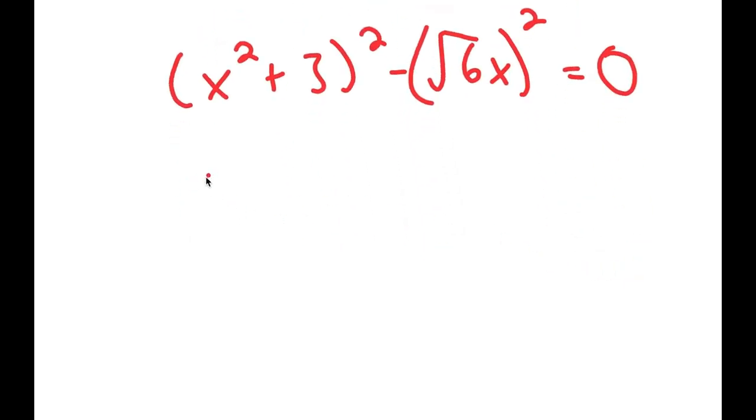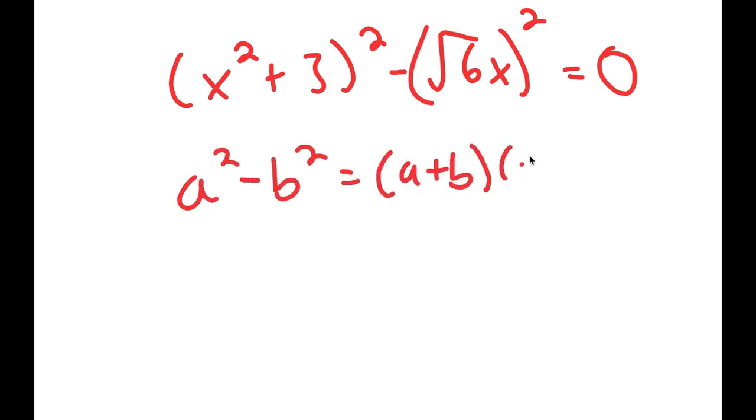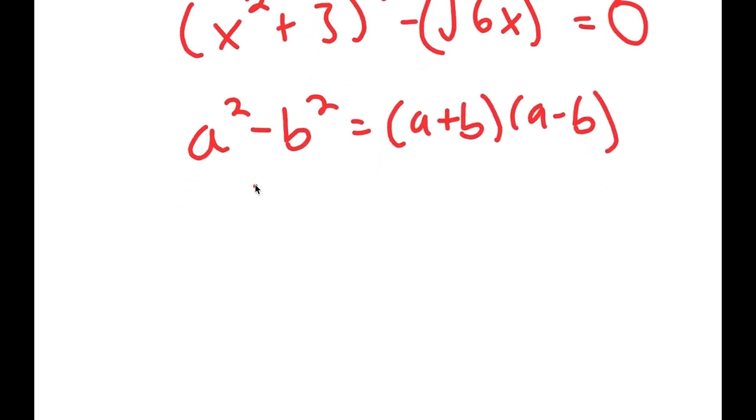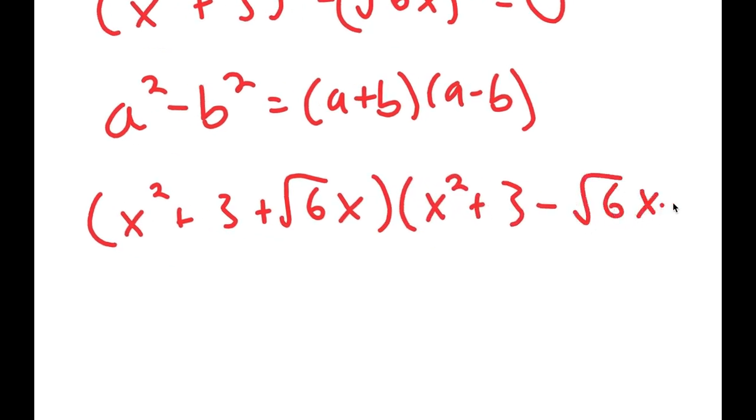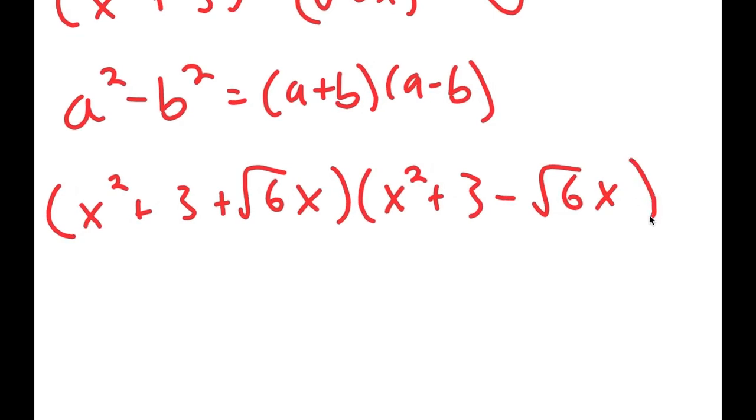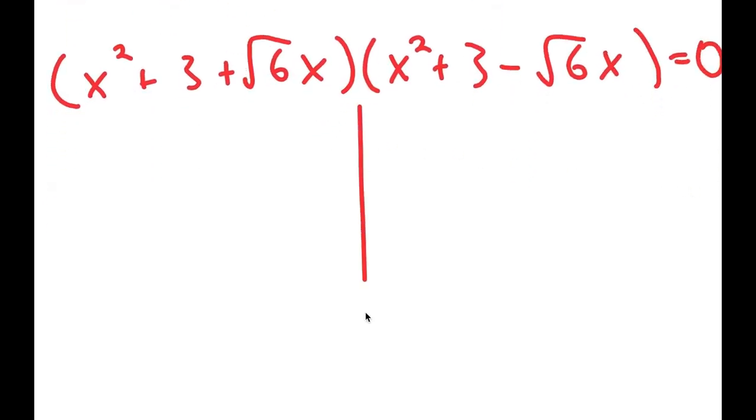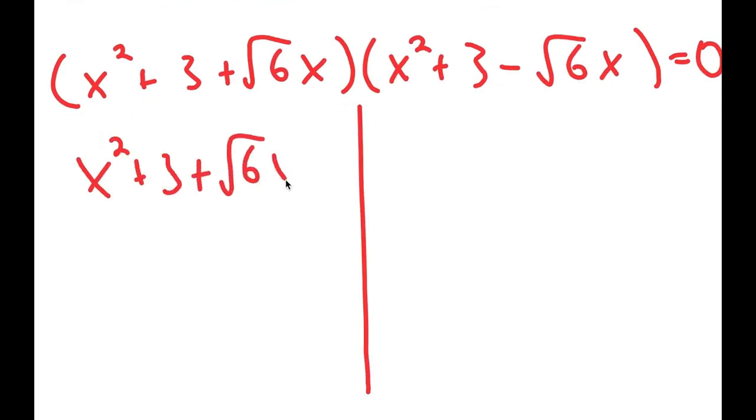And the reason I did that is because now I can use the property a squared minus b squared is equal to (a plus b) times (a minus b). So in this case, this turns into (x squared plus 3 plus the square root of 6x) times (x squared plus 3 minus the square root of 6x) is equal to 0. So this gives me two equations. I have x squared plus 3 plus the square root of 6x is equal to 0, and x squared plus 3 minus the square root of 6x equals 0.